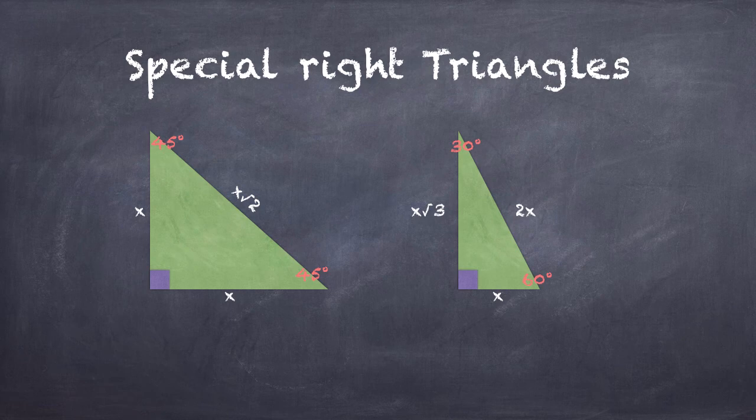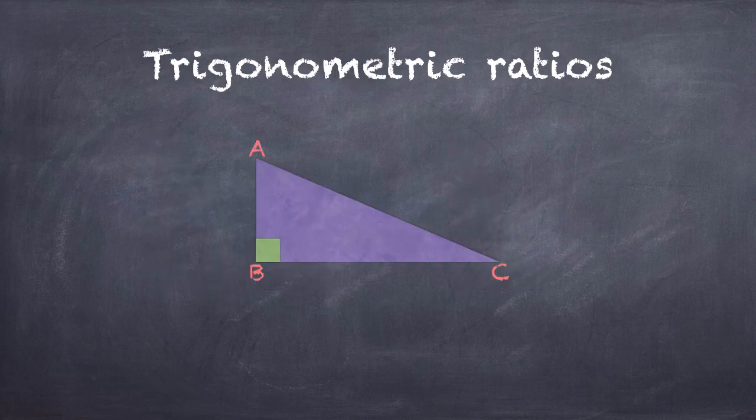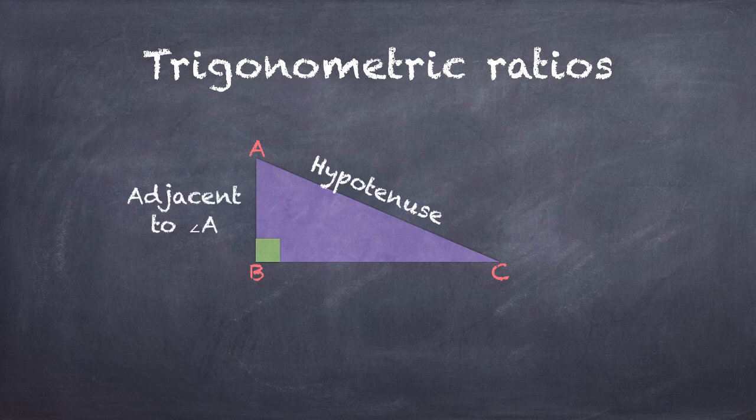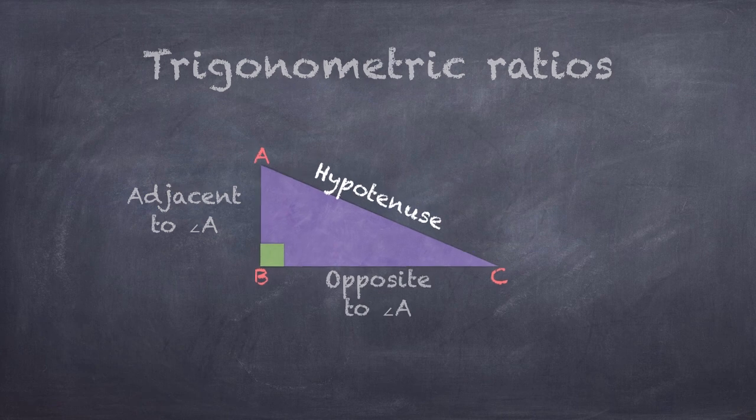As long as the angle measures are as the ones shown, the ratio between the side lengths will always remain the same. Finally, there is trigonometry. In trigonometry, there are three terms used to describe the sides and are used in the equation. The first one is the hypotenuse. Then there's the side adjacent to the given angle. And finally, there's the side opposite the given angle.